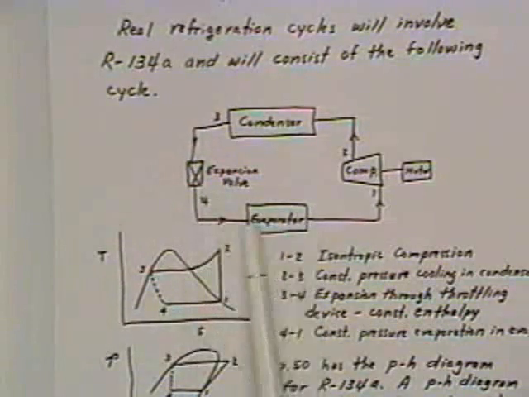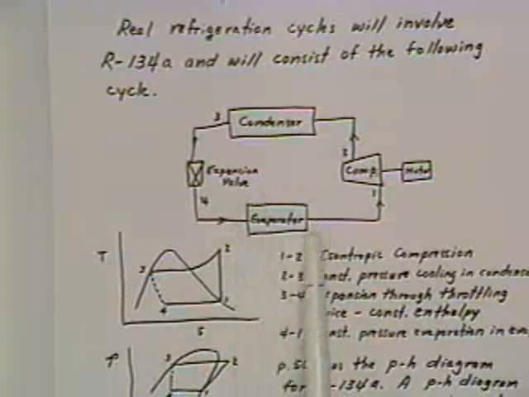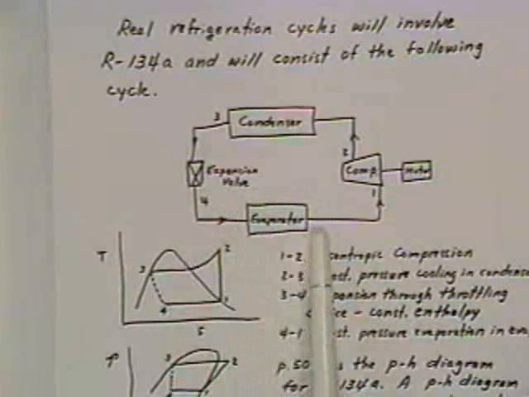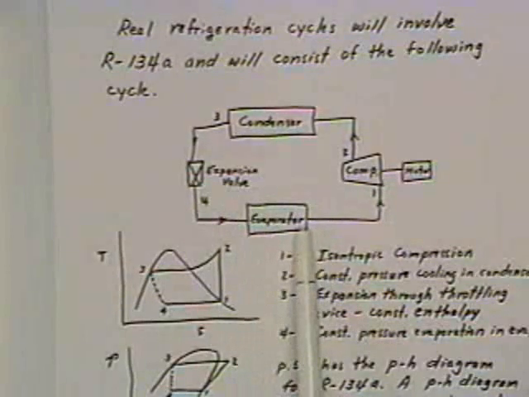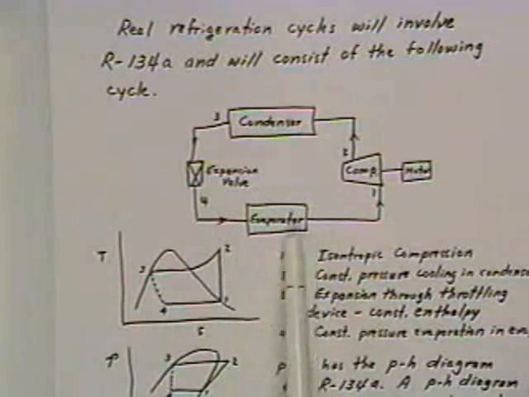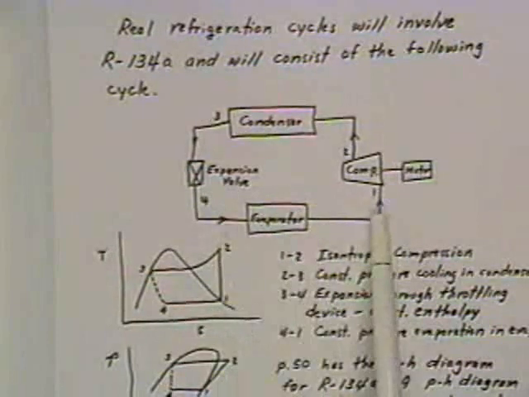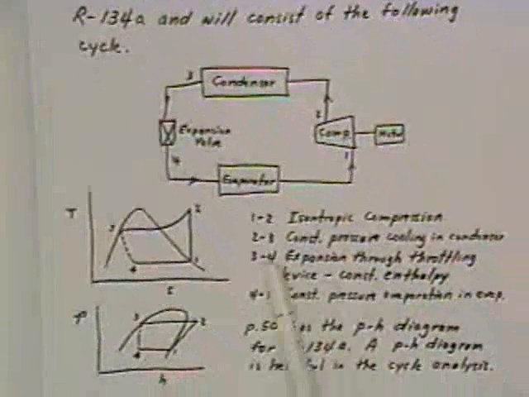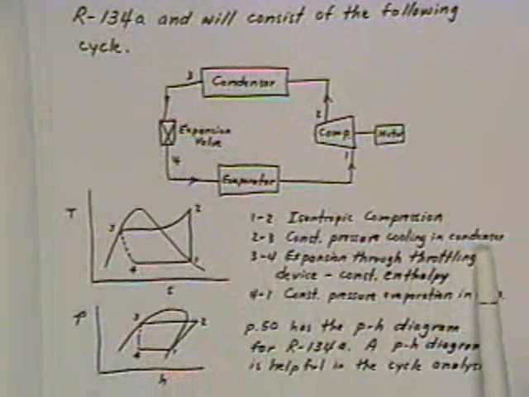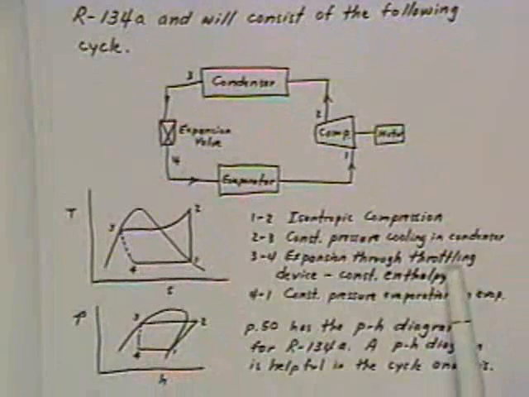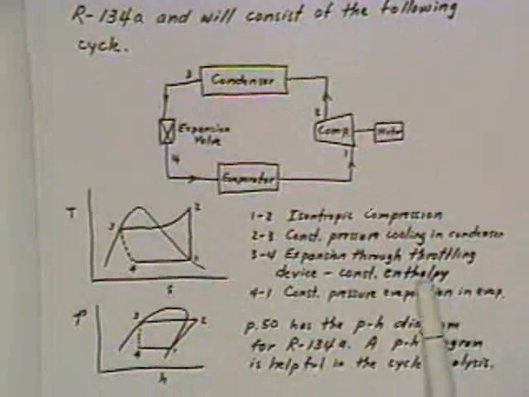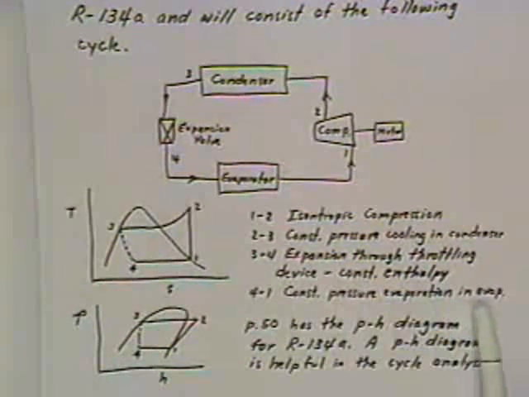And then it enters the evaporator, where, if you're in a cooling mode, all your useful cooling takes place, in the evaporator or the indoor coil, if it's your household air conditioner. And then from 4 to 1 is where the cooling takes place. So 1 to 2 is isentropic compression. 2 to 3 is a constant pressure cooling in the condenser. 3 to 4 is an expansion through some sort of throttling device or expansion valve, and that's constant enthalpy. And then 4 to 1 is constant pressure evaporation in the evaporator.